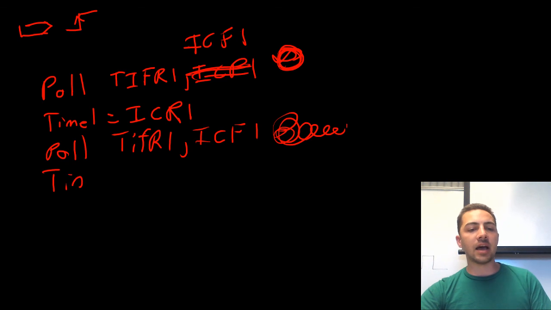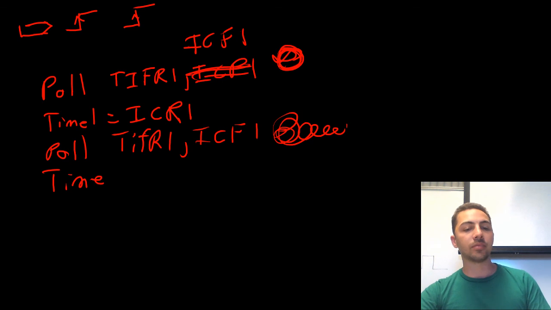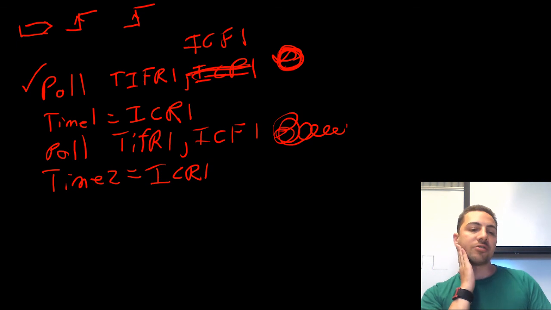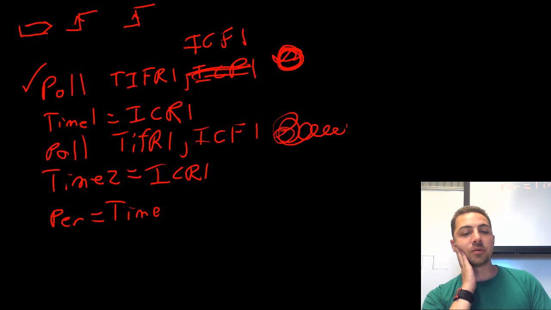Then I'm going to say time 2, because once that happens, we've seen another rising edge. For time 2, I'm going to again say equals ICR1. When this gets done, that means that ICR1 has a new value in it. So then to figure out my period, it is going to be equal to time 2 minus time 1.